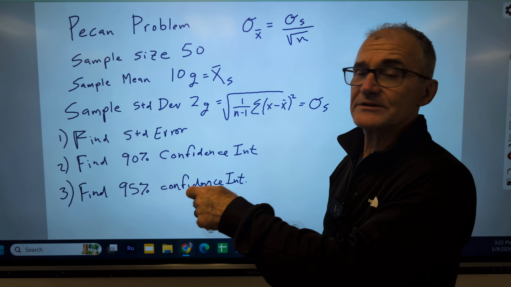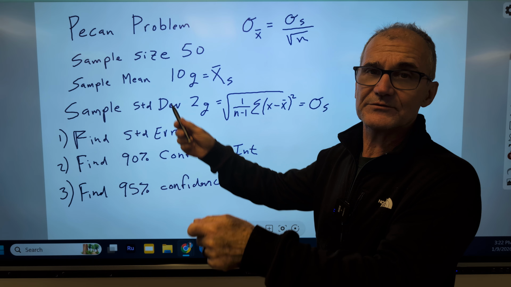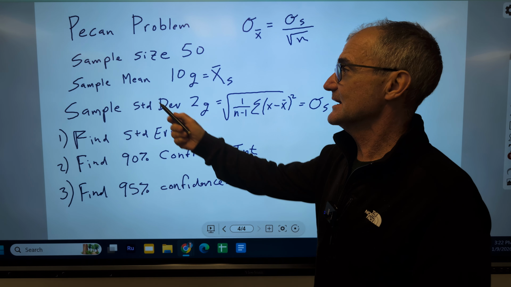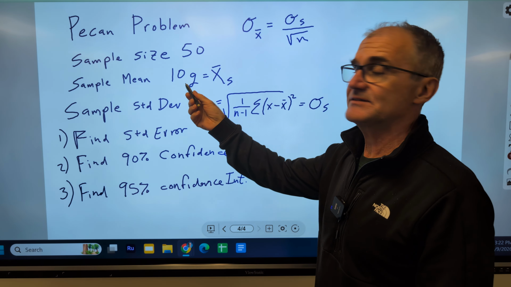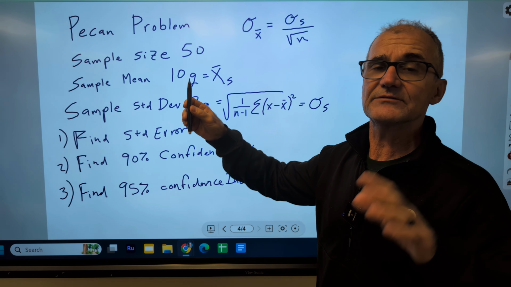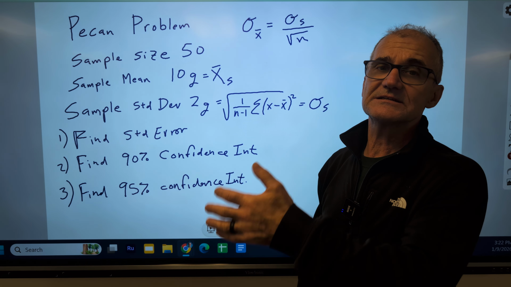I weigh each one of those 50 pecans, and they weigh, on average, 10 grams. So I weigh all 50 of them, I add up those weights, divide by 50, and I get my sample mean of 10 grams. It is found the exact same way as you find the regular mean of a whole population. I just put that sub S to say it is of the sample.